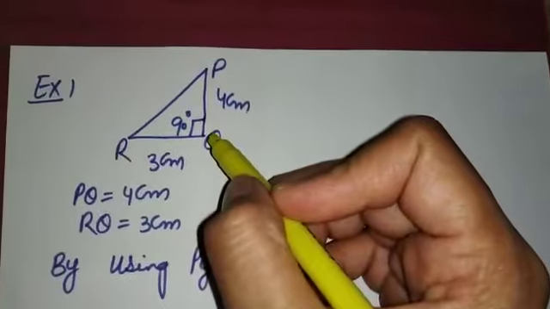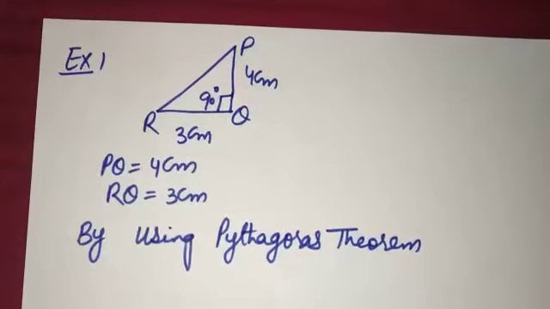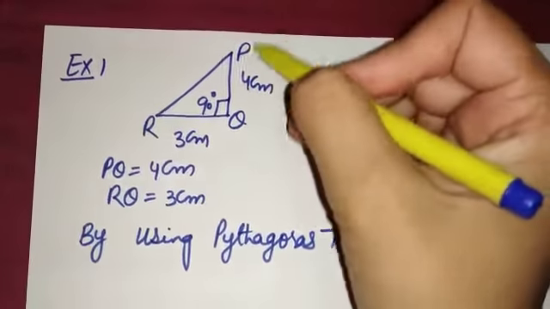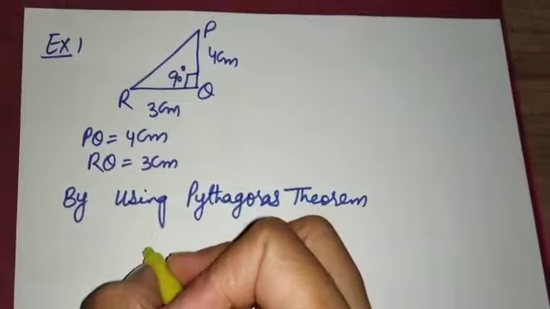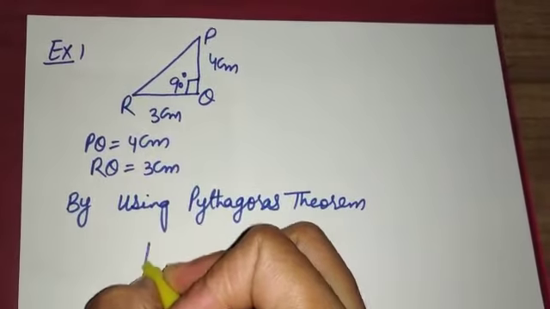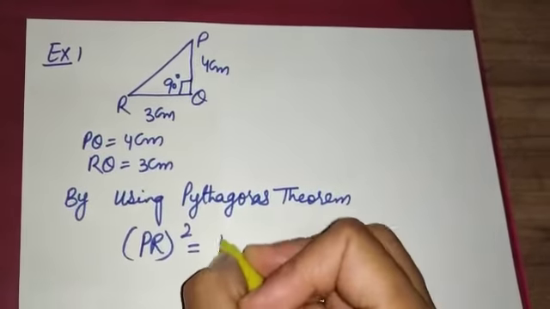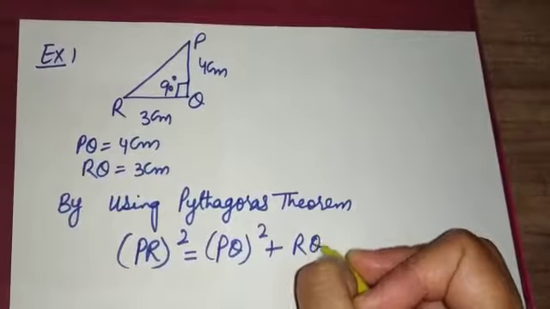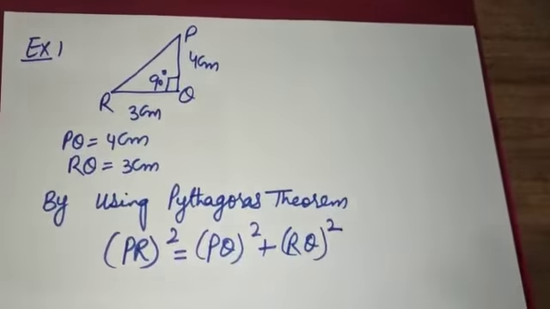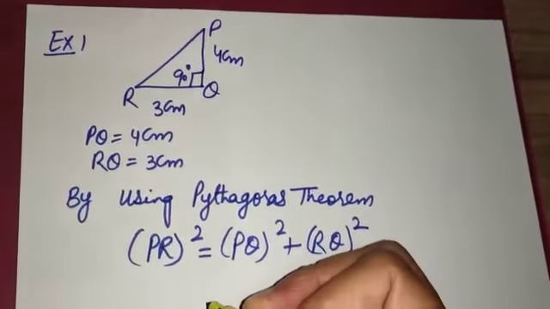Here angle Q is a right angle. So the side opposite to the right angle is the hypotenuse. Now by using Pythagoras theorem, what is Pythagoras theorem? The square of the hypotenuse, PR square, is equal to PQ square plus RQ square. The square of the hypotenuse is equal to the sum of squares of the remaining two sides of a right angle triangle.